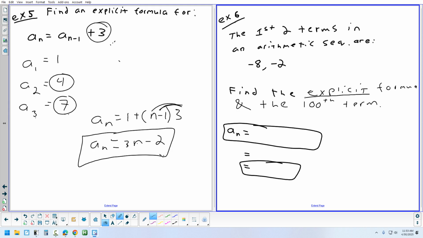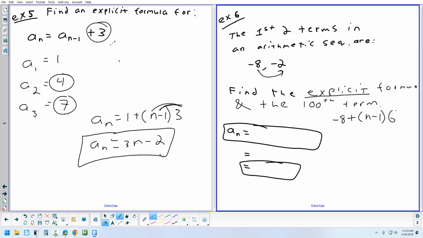What's the first thing I'm going to put down for my explicit formula? First term, negative 8. And what comes after that? Plus, then n minus 1, and then the common difference on the outside. So we don't know what we're adding. They didn't tell us. But you can figure it out by taking this term and subtracting the one that comes before it. You are adding 6 each time. Any question why you're adding 6?